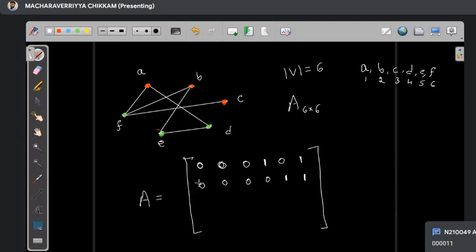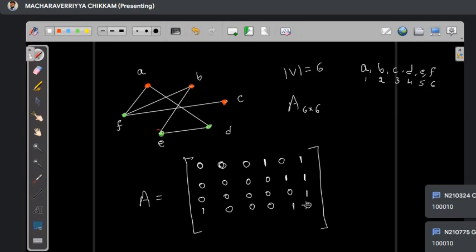And similarly, the third column, you take C and you see who are the neighbors of C. There is only one neighbor to C, that is F. Okay, so the rest of them will be zeros. And next, you see the neighbors of D. There are two neighbors to D. One is A and other one is E. All right. Now rest of them we fill with 0.